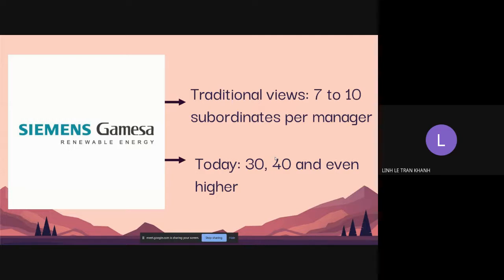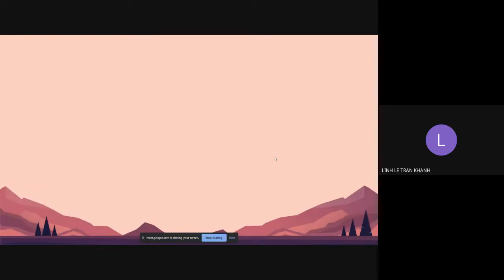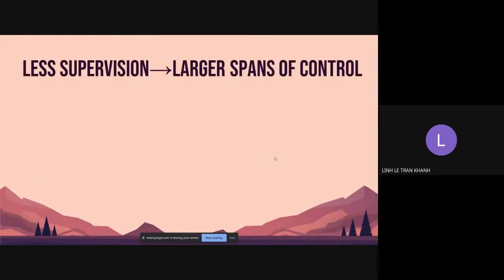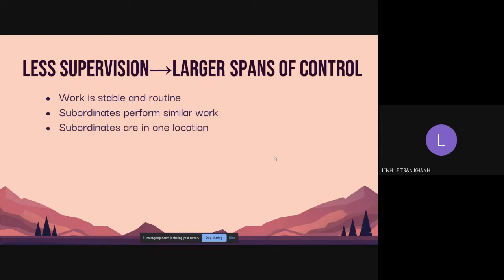Next is the list describing the factors that are associated with less supervisor involvement and thus a larger span of control. I'll read it slowly so that you guys can have more time to take note. First, work performed by subordinates is stable and routine. Second, subordinates perform similar work tasks. Third, subordinates are concentrated in a single location.